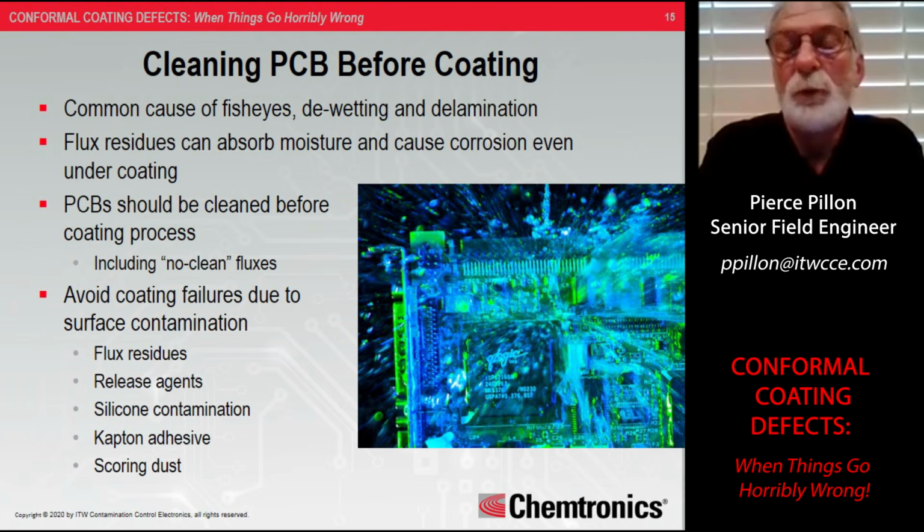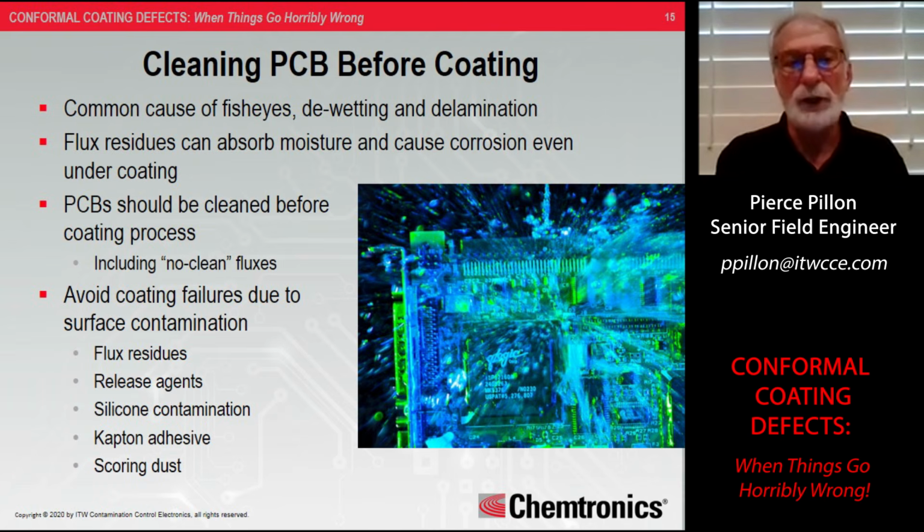Cleaning your PCB before coating. Well, here's the deal. Coating loves clean. The cleaner it is, the better chance you're going to have of good bonding energy, good adhesion, good coverage, and fewer potential defects. Non-cleaning, improper cleaning, or lack of cleaning are common causes of fish eyes, dewetting, and delamination. Flux residues, if they're not cleaned, can absorb moisture and cause corrosion even under the coating. So we recommend that your assemblies be clean before your coating process.